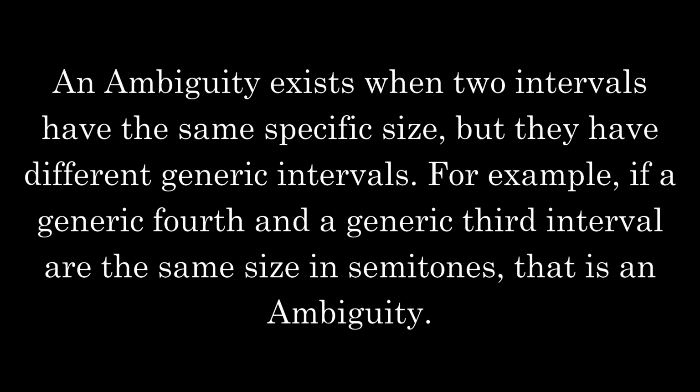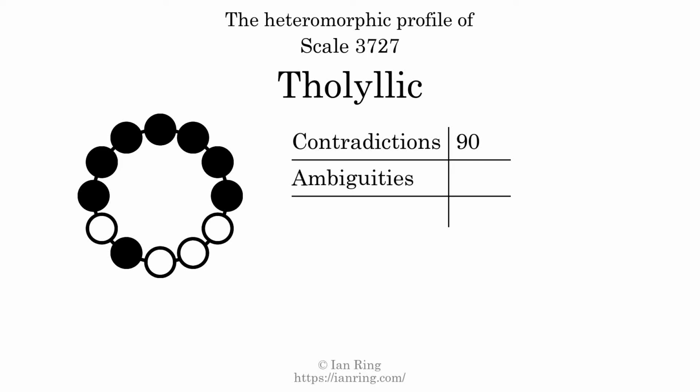An ambiguity exists when 2 intervals have the same specific size, but they have different generic intervals. For example, if a generic fourth and a generic third interval are the same size in semitones, that is an ambiguity. The number of ambiguities in this scale is 48.